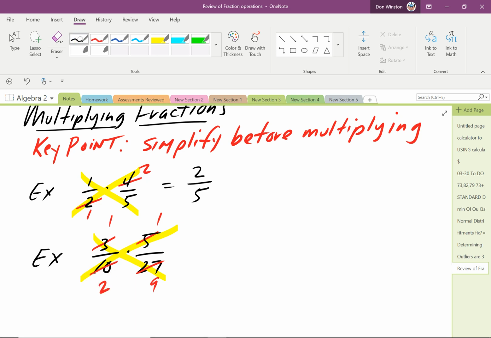So now I can multiply my numerator. 1 times 1 is 1. And now my denominator, 2 times 9 is 18, and I get 1 over 18. Okay? Key point, simplify before multiplying. That's going to be very important in Chapter 8.